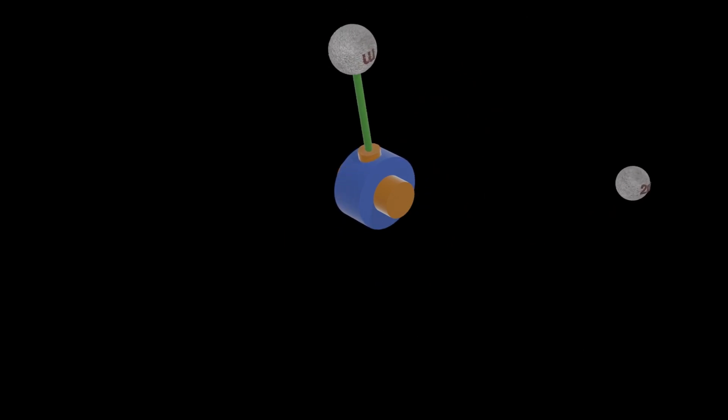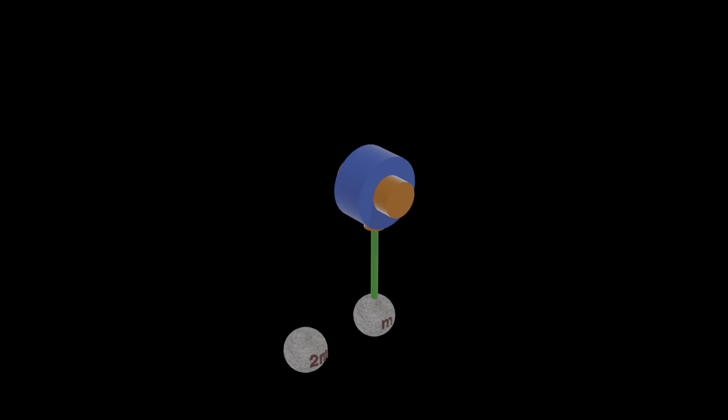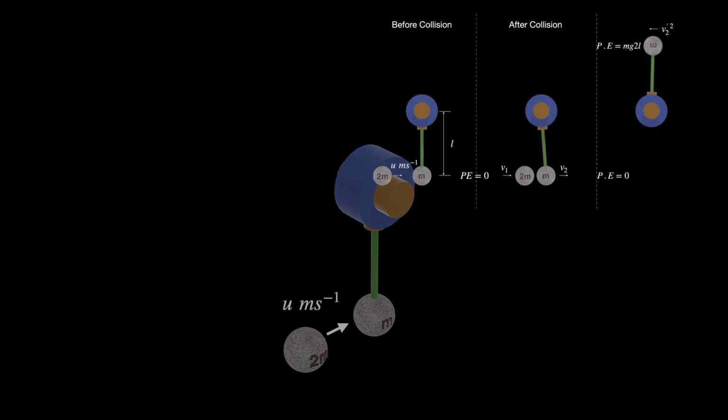A ball of mass m kg is suspended by a weightless rod of length L meters. Another ball of mass 2m kg collides horizontally with the ball of mass m at a speed of u meters per second, such that the ball with mass m completes a vertical circle, as shown on the screen. We need to find the initial speed of the ball with mass 2m before the collision, so that the ball with mass m just manages to complete one full circle.